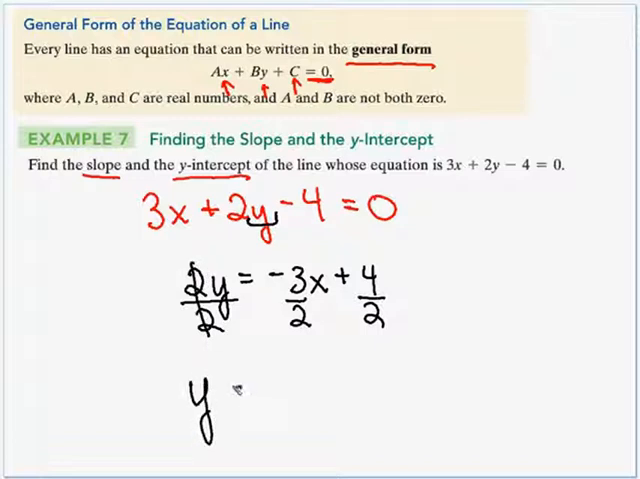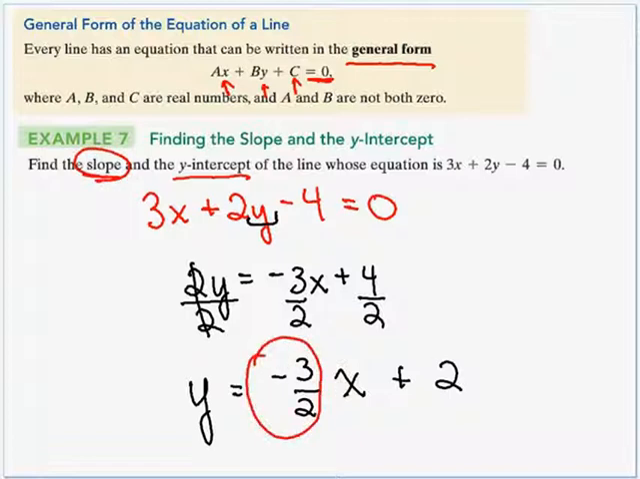So now we have y equals negative 3 halves x plus 4 divided by 2 is 2. Well, they asked us to find the slope, and the slope is right here. It's negative 3 halves. And they asked us to also find the y-intercept, and there's the y-intercept, positive 2. Put it in slope-intercept form, and those two things jump right out at you.